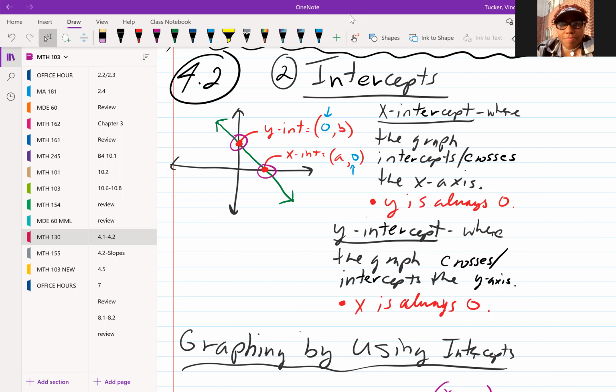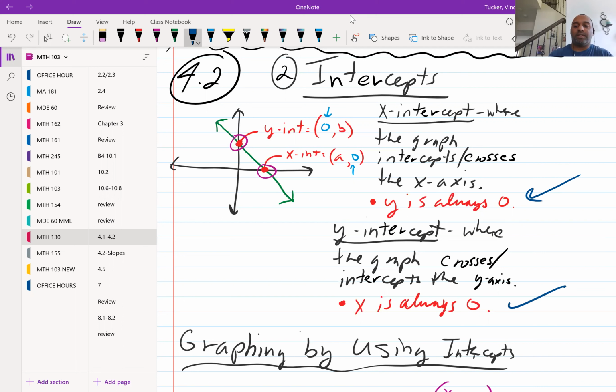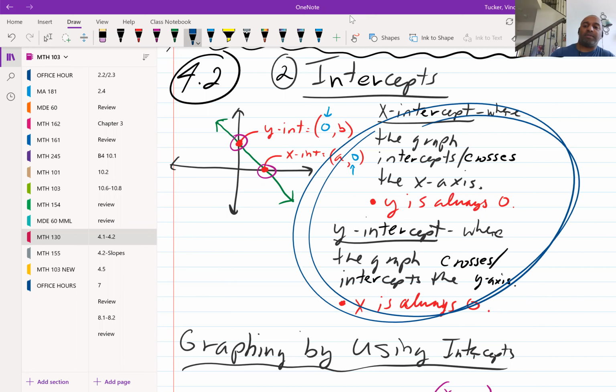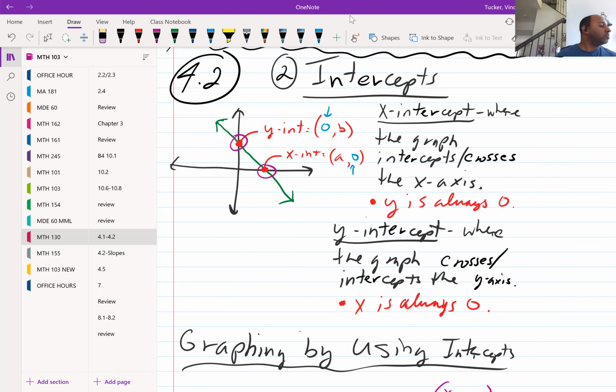What did you just say? He was right. It's right here. The y-intercept for the graph crosses... x is always zero. Yeah, so everything I said is right here. I was just saying it. I heard you, but wait a minute. Okay. See, I'll be trying to intercept.